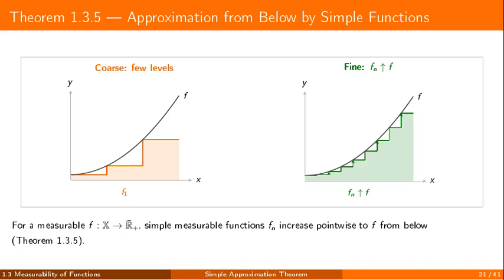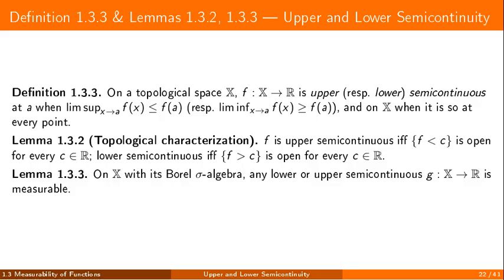The figure makes the construction visible. On the left, a coarse approximation, only a few levels, and the staircase sits well below the curve. On the right, a finer one. As we add levels, the staircase climbs and hugs the curve from underneath. The picture shows the essential feature. The approximation always stays below the target and rises steadily toward it, never overshooting. Here the function is drawn on the real line for clarity, but the result itself holds on any abstract space.